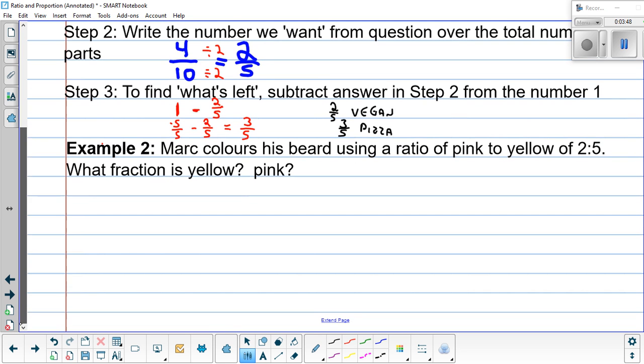So, example 2, Mark colors his beard using a ratio of pink to yellow of 2 to 5. So, what fraction is yellow? What fraction is pink? So, first off, find the total parts. So, the total parts, remember, this 2 to 5, we are going to change it to 2 plus 5 equals 7, and this is our total parts.